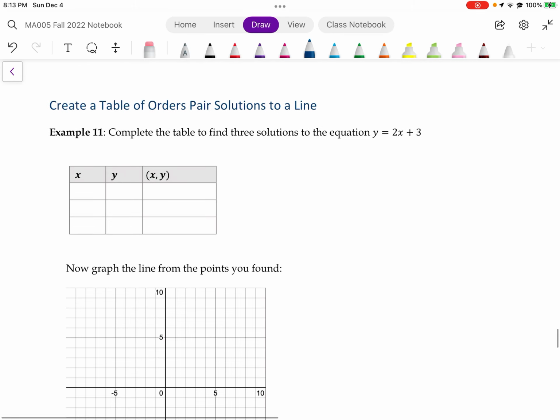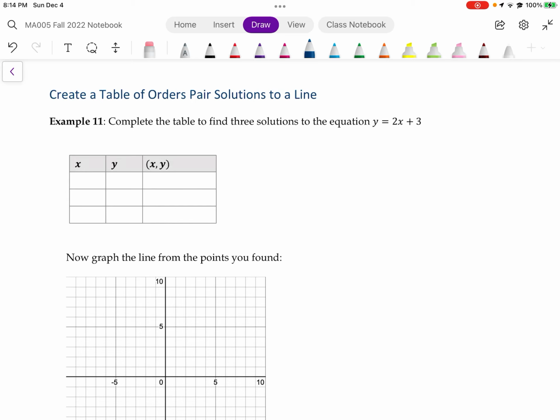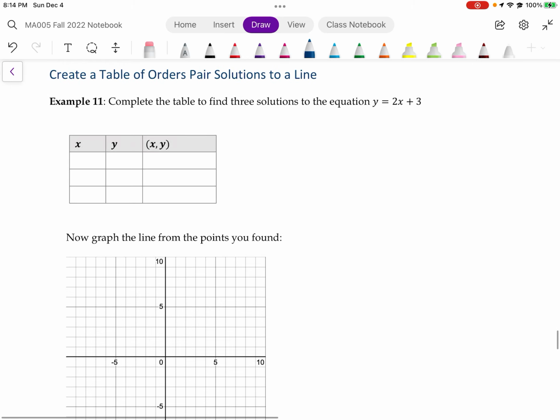Okay, create a table of ordered pairs, solutions to a line. Before, we were given the ordered pairs, and now we have to find ordered pairs that are solutions. We have to find them ourselves. So we're going to use those points to graph the line. We're going to complete a table to find 3 solutions to this equation right here.